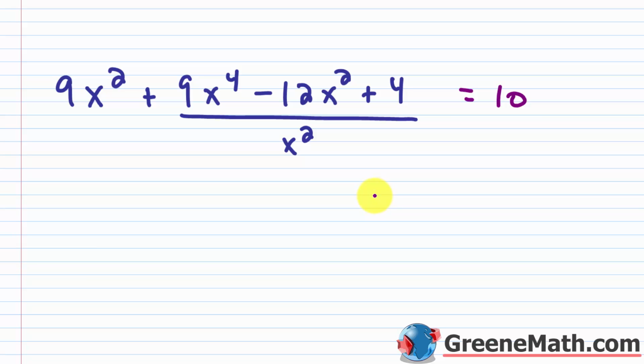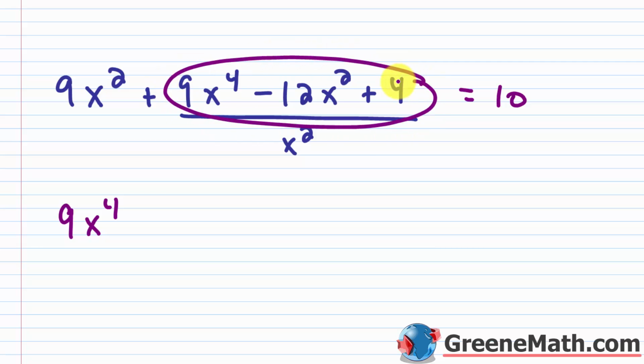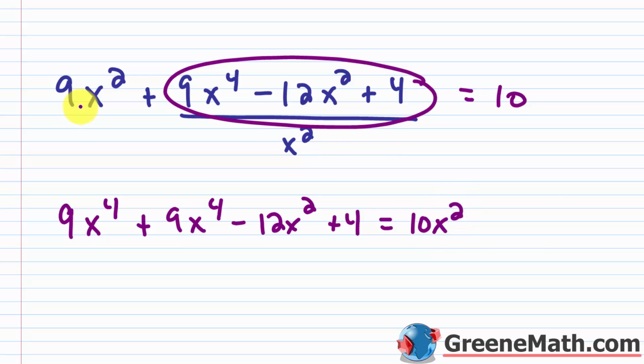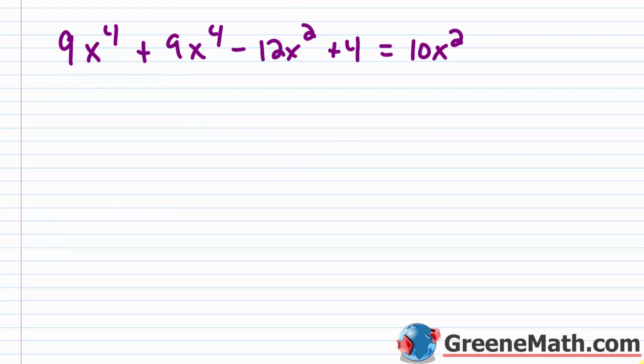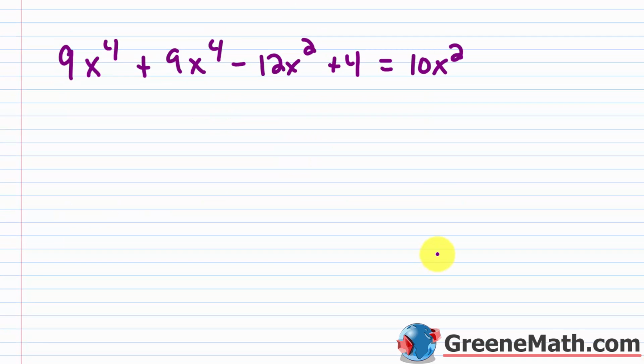And what I want to do, if I want to solve for x, I've got to get rid of this x squared in the denominator. So if I multiply through by x squared, what's going to happen is we would have 9x squared times x squared, which is 9x to the 4th power, okay? Then it would cancel down here, so I'm just left with this numerator here. So plus 9x to the 4th power minus 12x squared plus 4. This equals, I'd multiply this by x squared, so 10x squared. So again, all I did was multiply both sides of the equation by x squared to clear that denominator. All right. So at this point, we can solve this for x.